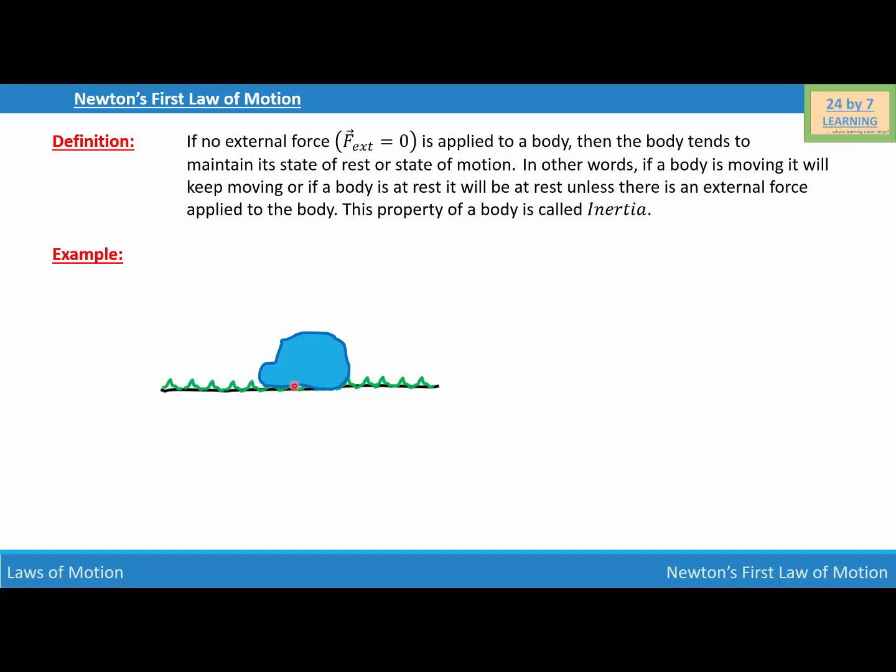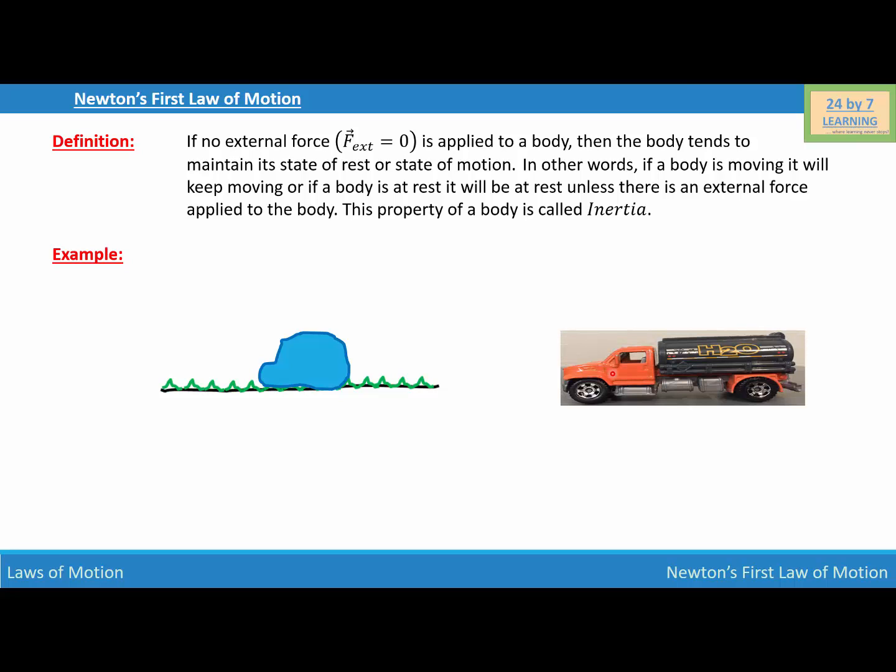So basically, the stone is trying to maintain its state of rest, and it will keep maintaining the state of rest unless somebody applies an external force, or I should say somebody tries to pick it up and put it at some different place. Now let's consider another example.